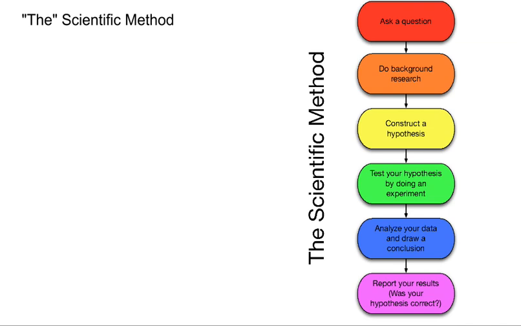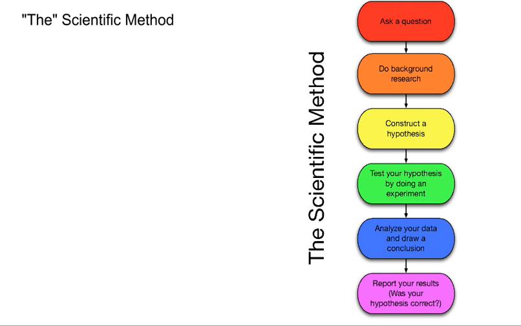So we always start off with a question. We do some background research on the question to see what we already know. If you can look up the answer on the internet and it seems well supported, there's probably no reason to do an experiment. If you can't answer your question, but you have a better idea, you make your hypothesis, then test your hypothesis by doing an experiment, analyze your data, make a conclusion, and then report to the world, hey, this is what I found out.